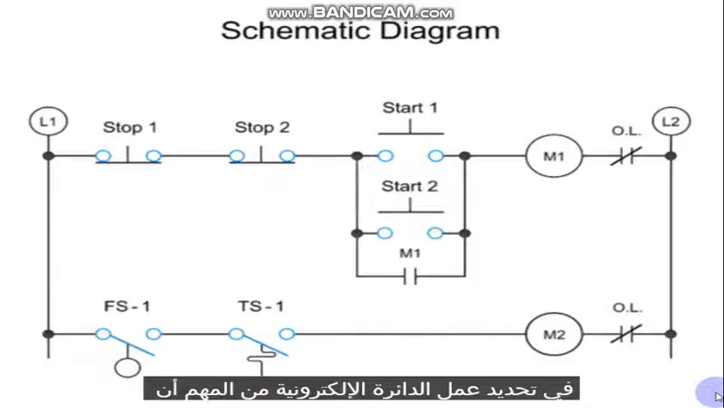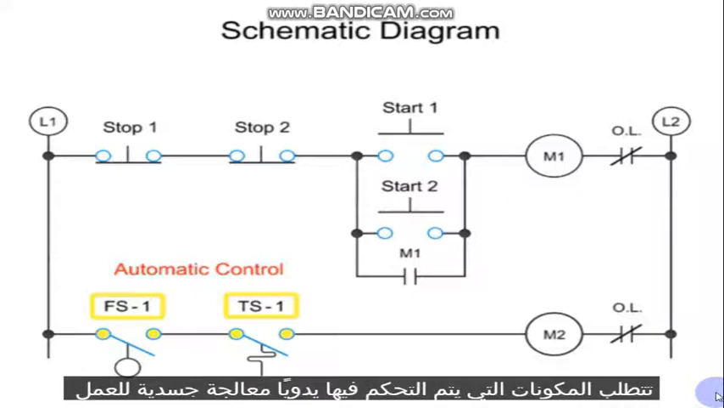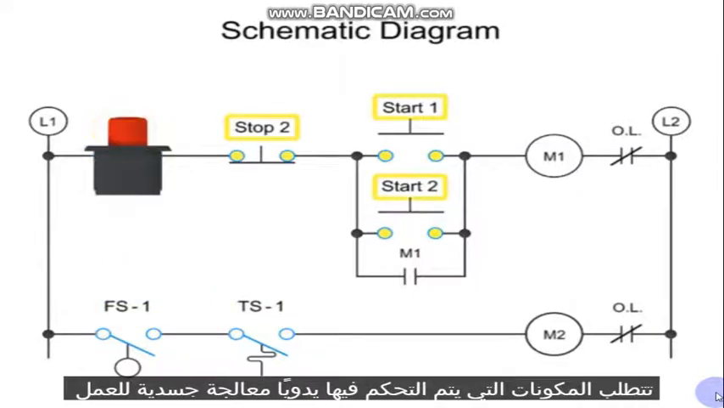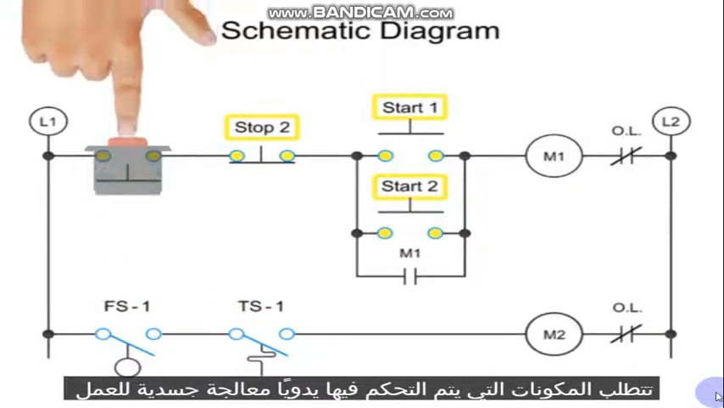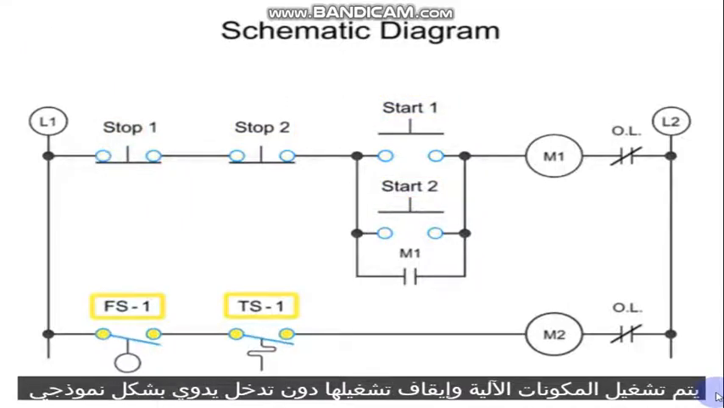In determining the operation of an electronic circuit, it's important to consider whether a switch functions manually or automatically. Manually controlled components require physical manipulation to work. Automated components turn on and off without manual intervention.